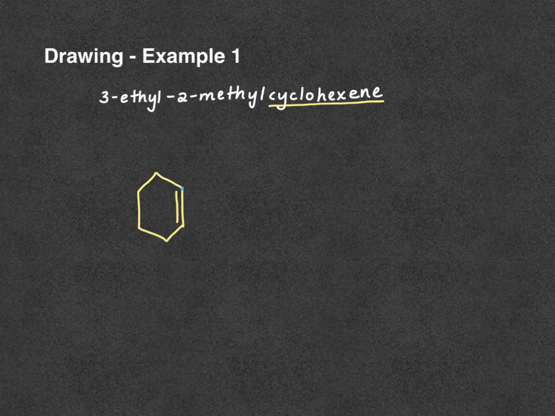So now I'm going to look at my functional groups. So I have 3-ethyl. So if this is carbon 1 and this is carbon 2, carbon 3 is at the bottom of the molecule. And so I'm going to draw my ethyl group there. And then I have 2-methyl. And so once again, 1 is represented by the blue dot and 2 is going to be this other carbon in the double bond. So I'll draw a methyl group off of that.